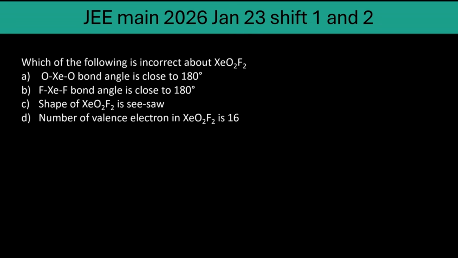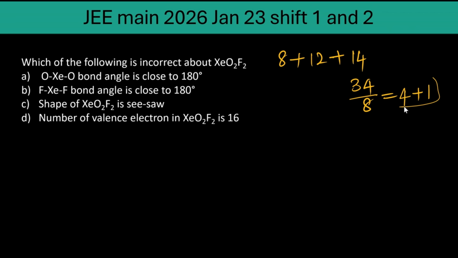Which of the following is incorrect about XeO2F2? Okay, so XeO2F2, what is the structure of that? Xe has 8 valence electrons, plus oxygen has 6, 6 into 2, 12, plus fluorine is 7, 7 into 2, 14. So it will be 20, 34. 34 divided by 8 is 4. Remaining I have 2, that will become 1. So 4 bond pairs and 1 lone pair.